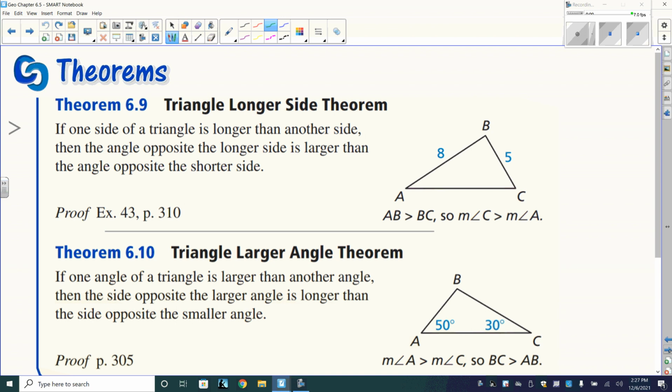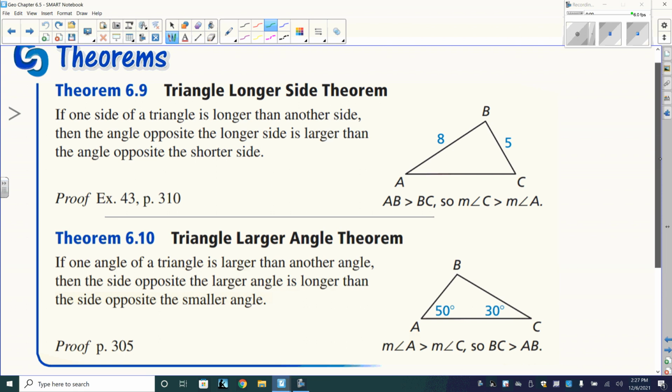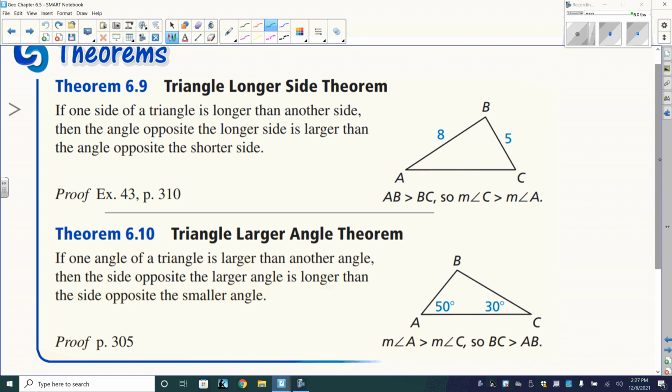In 6.5, the first two theorems, the main two theorems that we're going to have, are these two here. The first one is the triangle longer side theorem. If one side of a triangle is longer than another side, then the angle opposite the larger side is larger than the other angle. So the bigger side is opposite the bigger angle. The smaller side is opposite the smaller angle.